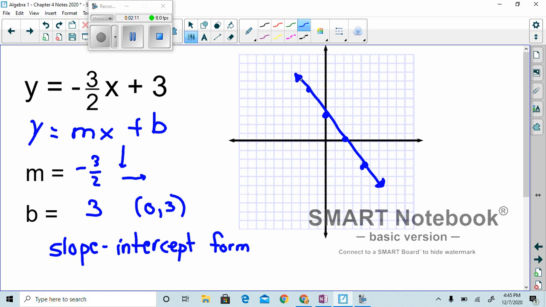We notice that it is going downhill, which means that it has a negative slope, and negative slopes also have a negative number, which in this case was a negative 3/2.